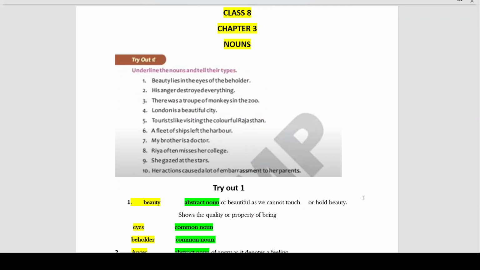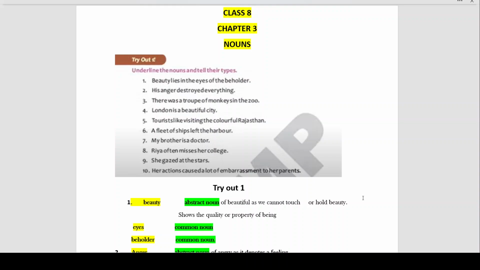Number one, beauty lies in the eyes of the beholder. Now, here first we need to identify what are the nouns and then underline them and then tell their types. So, beauty lies in the eyes of the beholder. First noun is beauty, second is your eyes, and third is your beholder. Now, beauty comes from the word beautiful. So this is an abstract noun because beauty is something which we cannot touch or hold. It is just showing the quality or the property of being. So it is an abstract noun. Beauty is the abstract noun which is coming from the adjective beautiful.